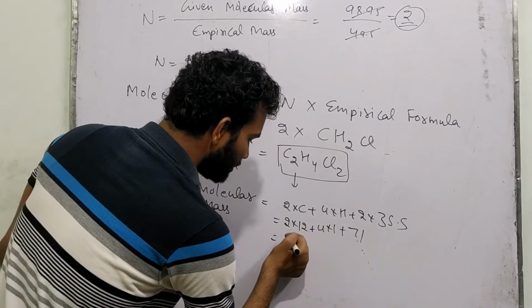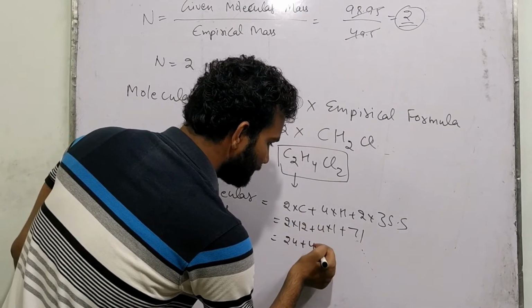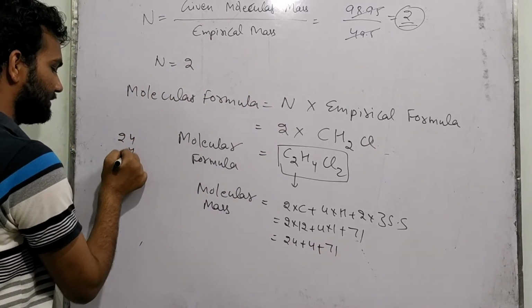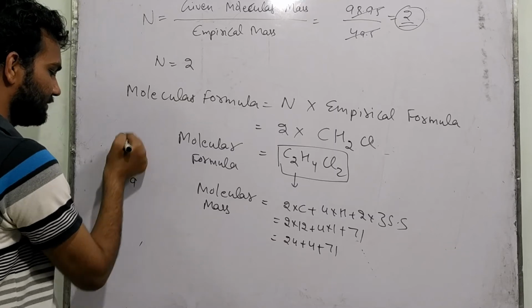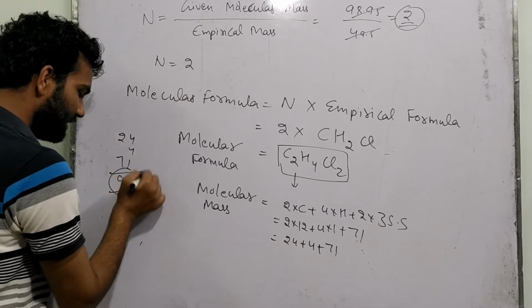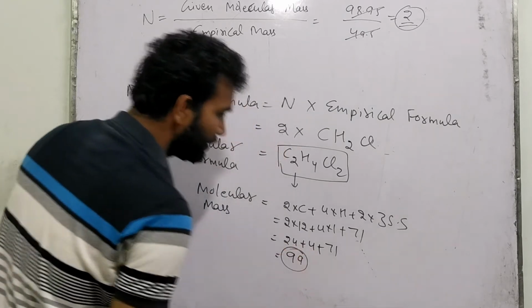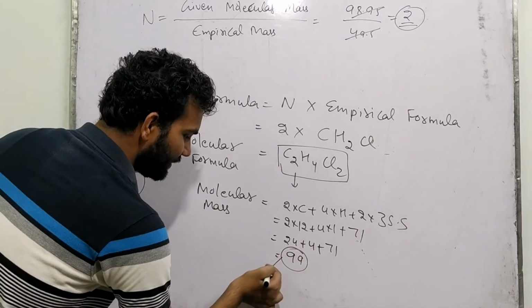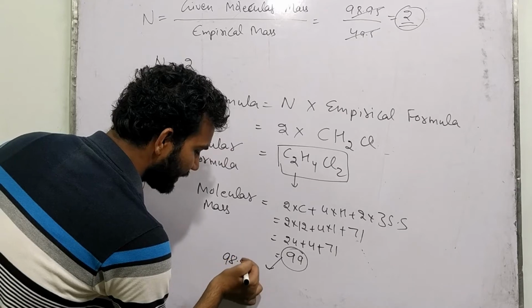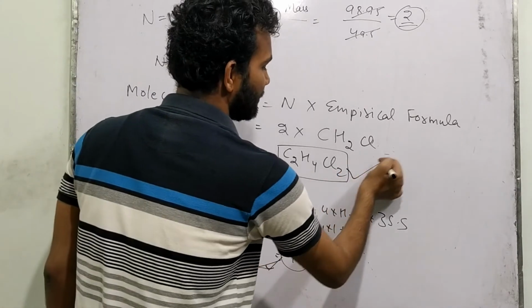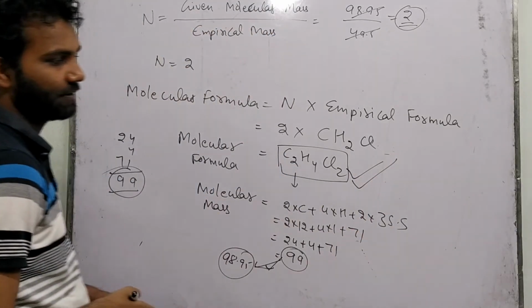Now 24 plus 4 plus 71, that is 4 4 9 and 7 2 9. So it is coming nearly 99. And in the question, the given value was 98.95. Now it is coming approximately. It means your molecular formula is correct.